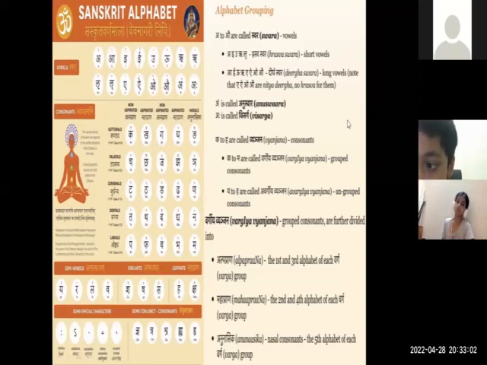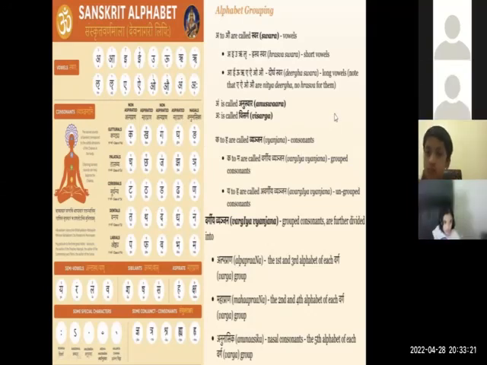The e and o are called Guna swaras. Then ai and au are called Vruddhi. Am is called Anuswara and Aha is called Visarga. These first two rows are all called Swaras. So swaras are long vowels, short vowels, Anuswara and Visarga.